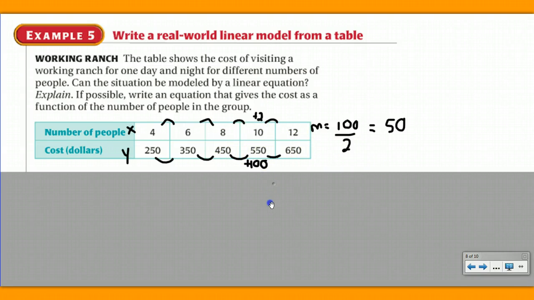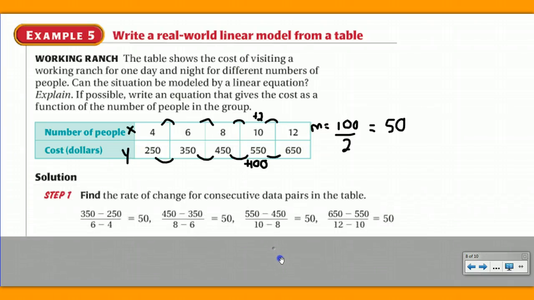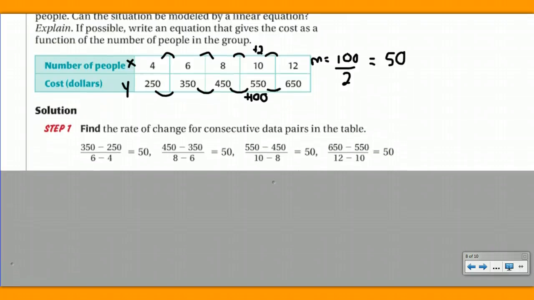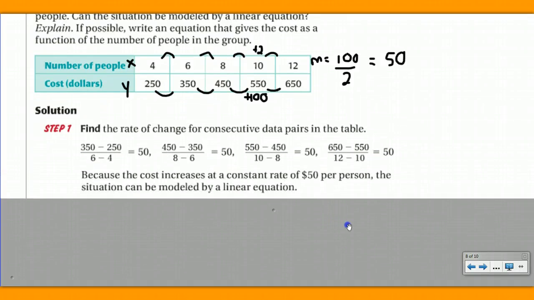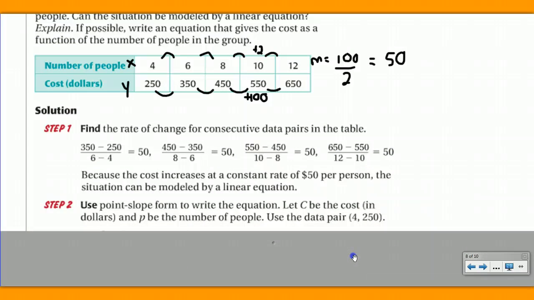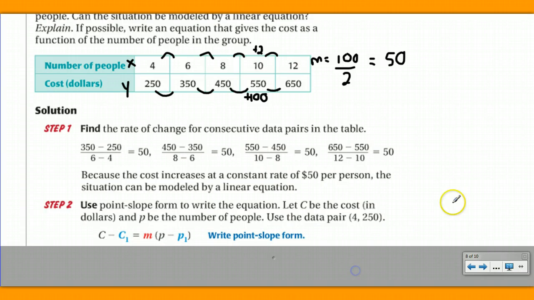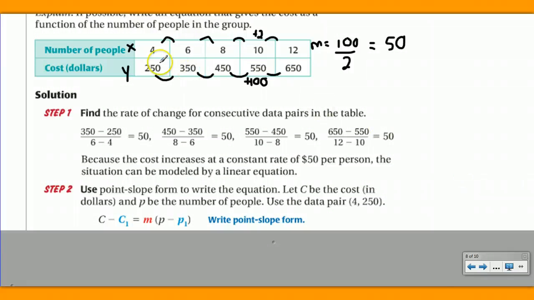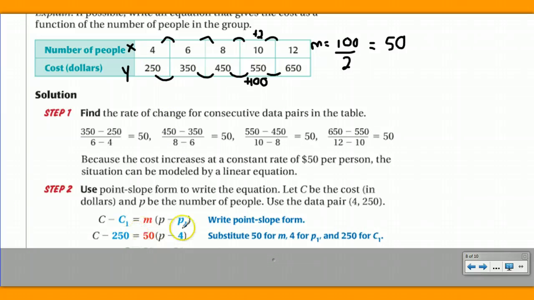So let's see how the book walks us through. So here they found the constant change, they found the slope, just like we did, right? And then they input, let's see which point they chose. Did they choose point (4, 250)? Let's see. Yes, they did. They chose the very first point, probably because it has the smallest numbers, right? They input that in for the x and y.